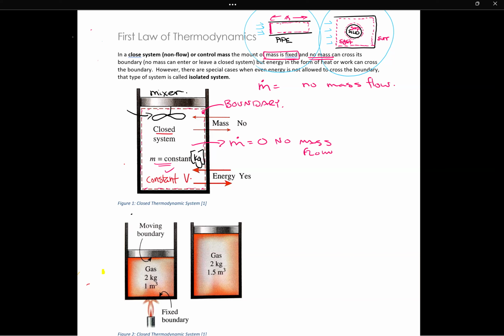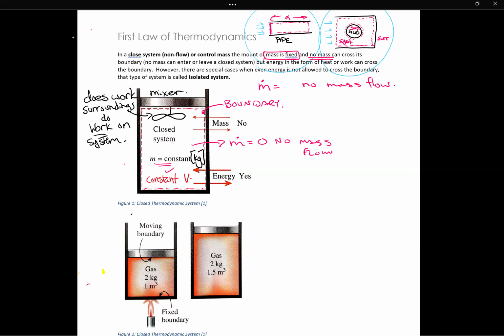And the mixer adds energy. So it does work. And so what this is doing is the surroundings do work on the system. And you really have to get this straight. A mixer here is doing work on the system. It's not the system doing work on the surroundings.